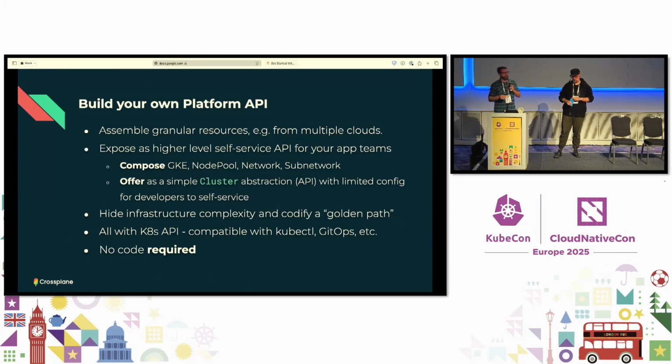Take, for example, if you want to compose together a GKE cluster, node pool, network, subnet, all that stuff, and then you want to offer that as a very simple cluster abstraction to your developers. You give them some limited configuration options, and they are then able to provision workload clusters that are in accordance with the golden path of the platform team. All that infrastructure complexity is hidden away from them. So it's a much easier experience to unblock your developers and get them going quickly to production.